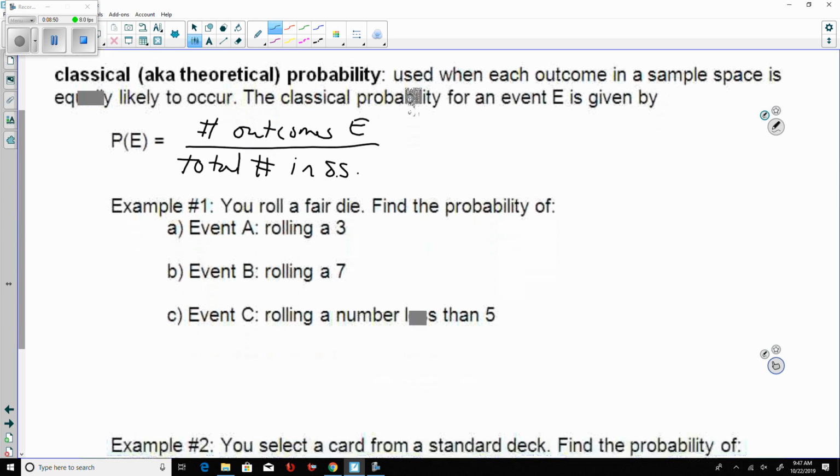And here's an example of it. So you roll a fair die. What's the probability of rolling a 3? So the numerator is the number of outcomes. How many ways can I roll a 3? Just 1, just the 3. And the total in the sample space, there are 6. And they always say a fair die, not a loaded die, weighted die, whatever. Okay? And then the probability of rolling a 7? Because it only goes up to 6, you can't have a 7. So it's 0 over 6 or just 0. Can't happen.